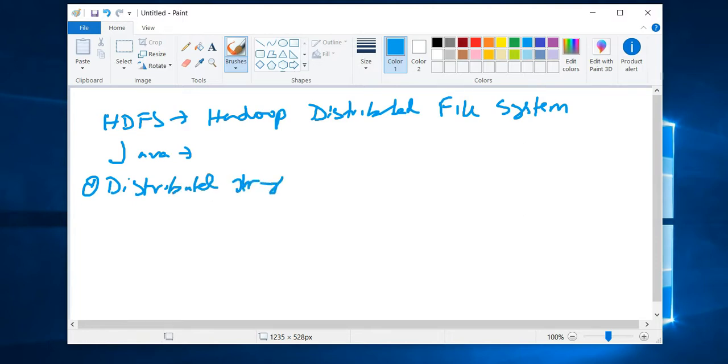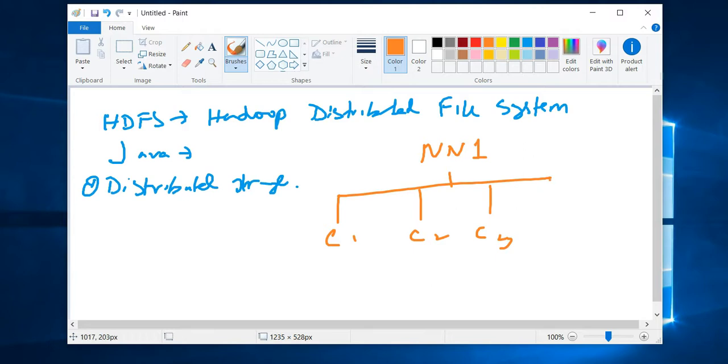storage. Okay, so by the word distributed storage, we mean that let's say we have a name node 1, okay, and this is going to be connected with C1, C2, C3, C4, and C5. Okay, so all of these we are calling the nodes, and by the word nodes we mean that these are nothing but the general computers that we are going to use day by day.